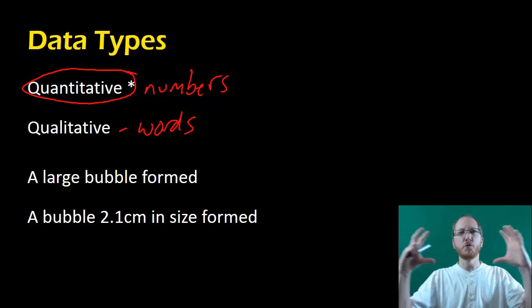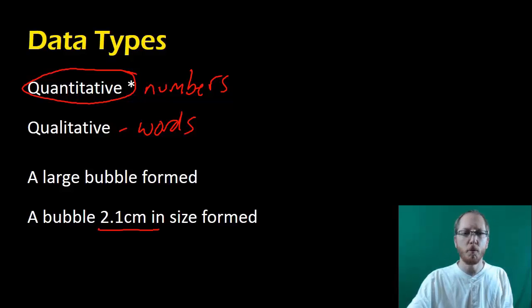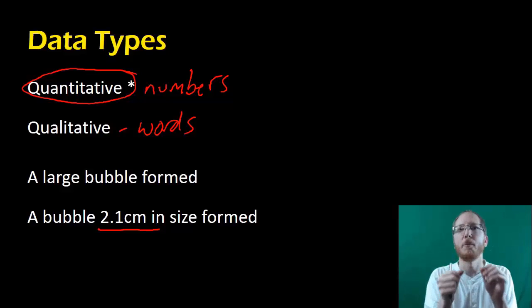You might have a huge range of bubble sizes that people come up with. Versus if I say the bubble was 2.1 centimeters, you can pull out any ruler or meter stick, find that spot and say, okay, that was how big it was. And everybody should be able to agree. That's why we prefer quantitative measurements whenever possible.